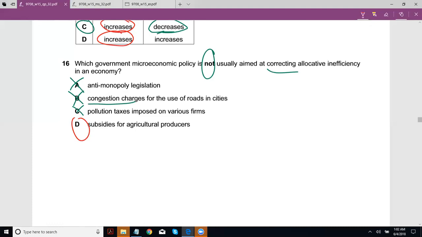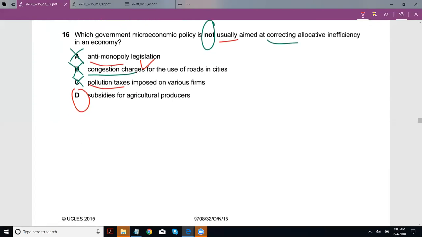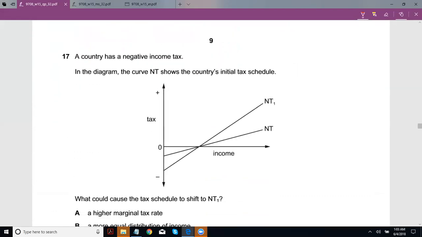We're not saying that you can't use that. You don't usually do so, but you do use congestion charges to reduce externalities so that people use buses. You do use pollution taxes to reduce externalities, and you do use this to limit monopoly behavior, monopoly power, exploitation of consumers. So we can go with D.